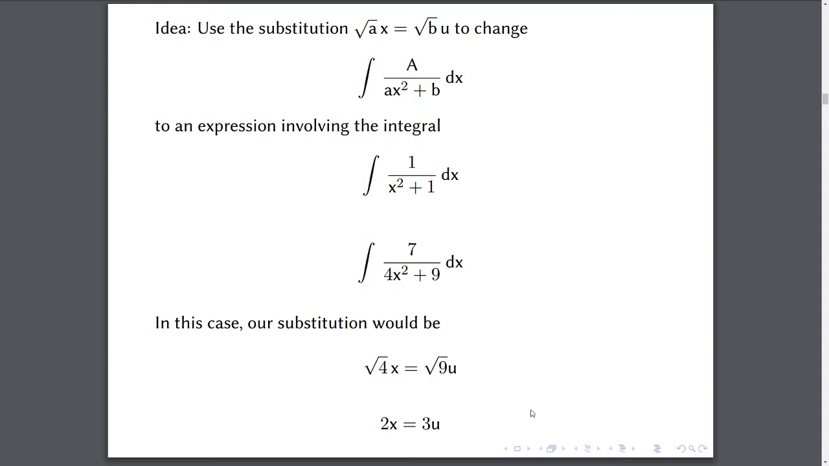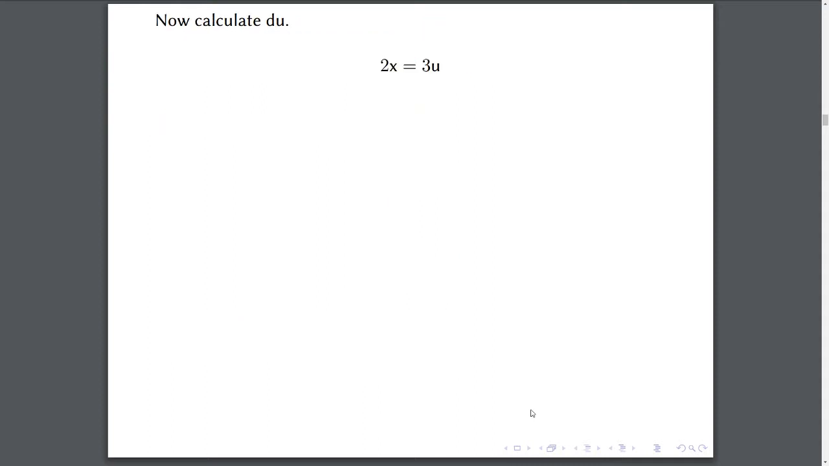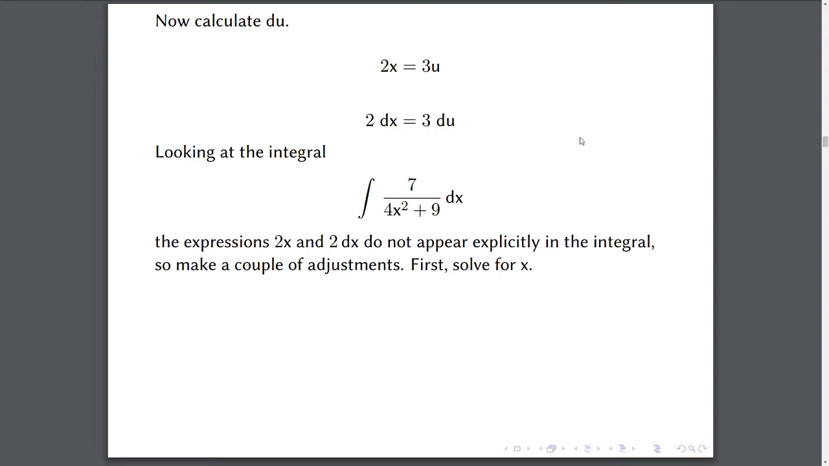Once you have the substitution, what you want to do is calculate your du. In other words, take the derivative of both sides. The derivative of 2x would be 2, and then put dx, and the derivative of 3u would be 3, and then put du there. Again, we're just proceeding by integration by substitution.